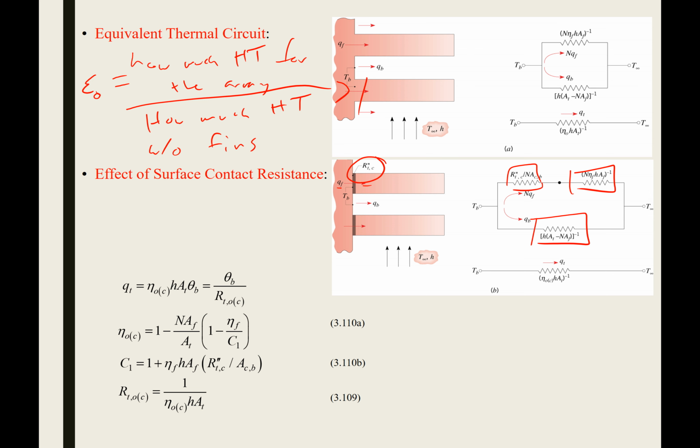And really the important things to remember are, I find it helpful to remember these conceptual definitions of efficiency and effectiveness. So again, efficiency is how much heat you actually transfer versus how much you would transfer if the whole array were at the base temperature. And effectiveness is how much heat you actually transfer divided by how much heat you would transfer if there were no fins on the surface.